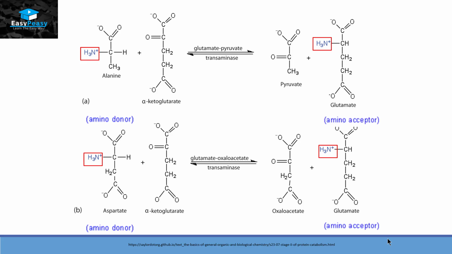Now in this reaction, one amino acid is giving the amino group to another alpha keto acid. This type of reaction, in which the amino group shifts from one amino acid and makes another amino acid, is called transamination.